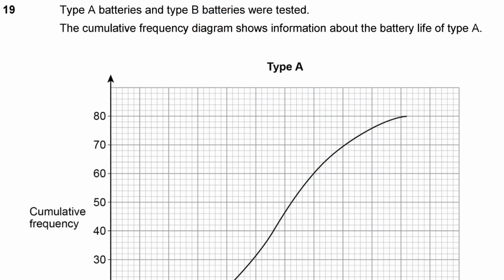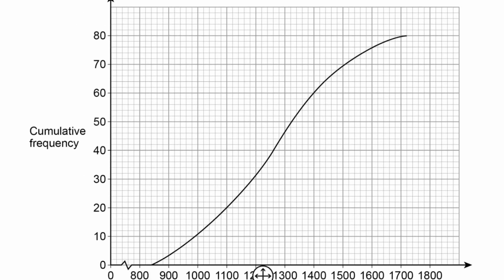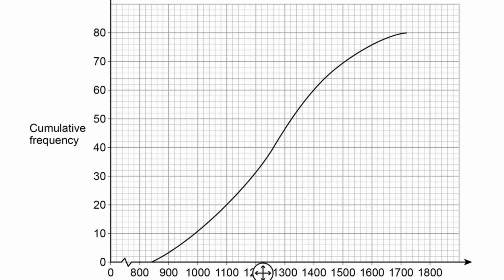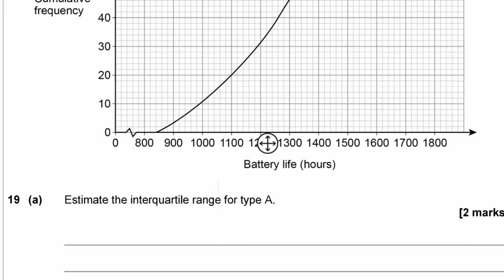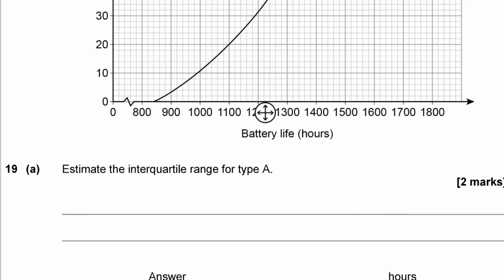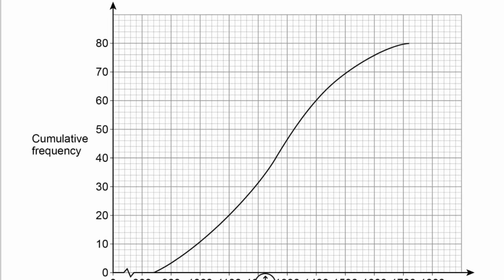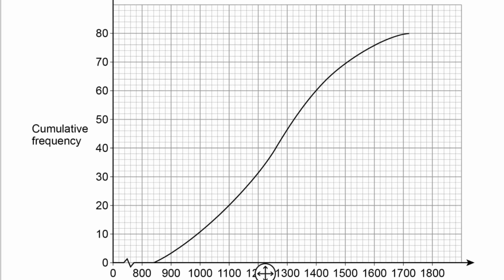Question 19. Type A batteries and type B batteries were tested. The cumulative frequency diagram shows the information about the battery life of type A. And we can see it's got one of those distinctive S-shaped cumulative frequency curves. Estimate the interquartile range for type A. Now you can see that we've got altogether 80 batteries in this sample.